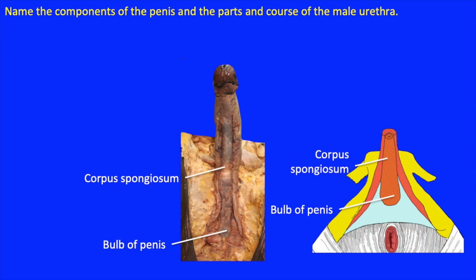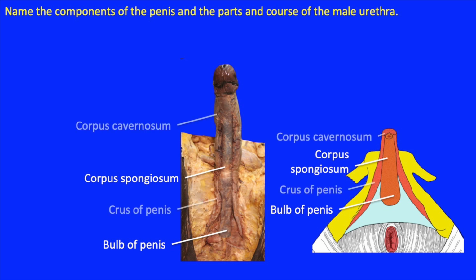Removal of the muscles exposes the erectile tissue of the penis. These include the bulb of the penis at its base that gives rise to the corpus spongiosum. On each side of the base of the penis is a crus. The two crura then extend as the corpora cavernosa, which is the plural of corpus cavernosum. And distally, the corpus spongiosum expands to become the glans penis.